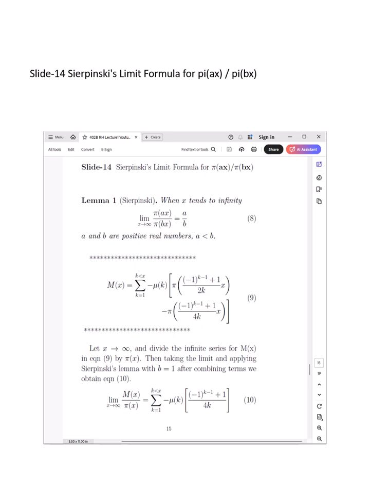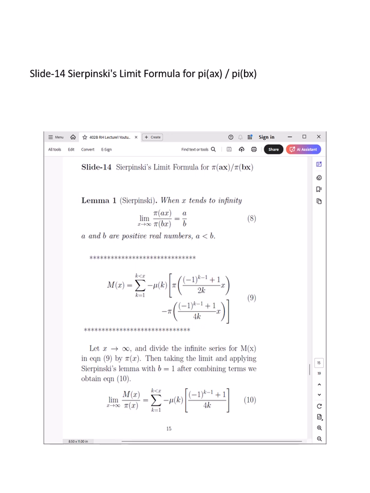So let us recall the last equation for m of x, which is shown in equation 9 of this same slide. I'm going to use Sierpinski's relation to simplify this equation. I begin by dividing each side of equation 9 for m of x by pi of x. Then take the limit as x tends to infinity and apply Sierpinski's lemma.